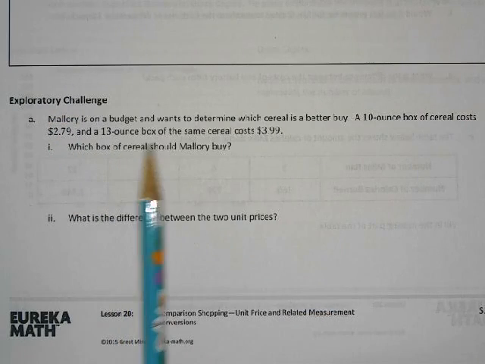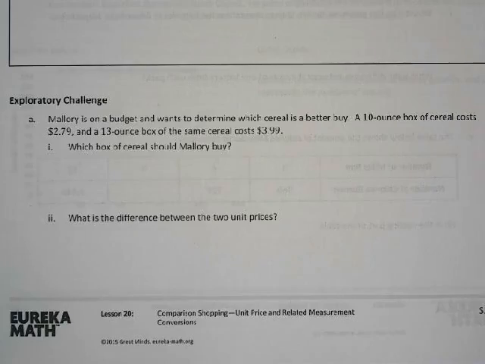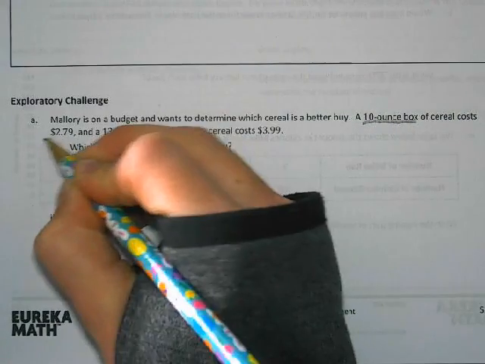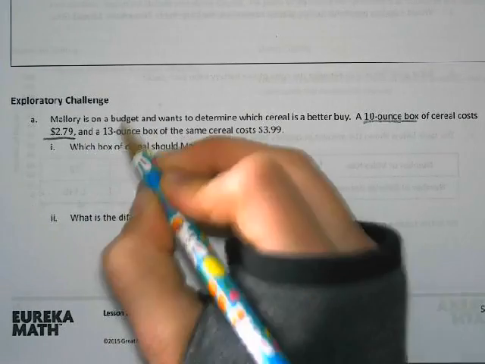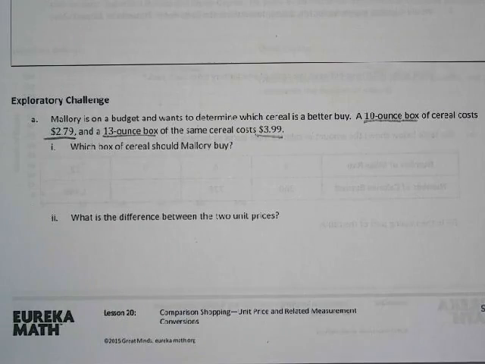Mallory is on a budget and wants to determine which cereal is a better buy. A 10-ounce box of cereal, so we have 10 ounces, is $2.79, but a 13-ounce box is $3.99 of another brand. So which box should she buy?